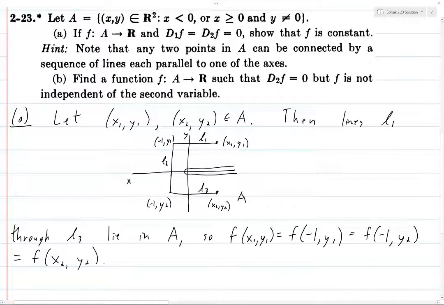And by the way, we only know that f has derivatives with respect to x and y both being 0 only on the set A. And so that's why we can't jump straight from x1, y1 to x2, y2. Alright, so that's that. And now we have to find a function, any function such that d2 of f is 0, but f is not independent of the second variable.